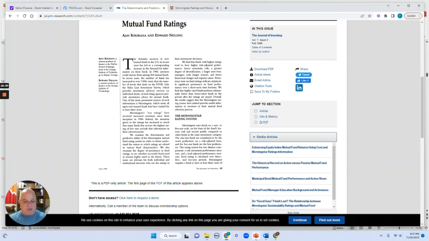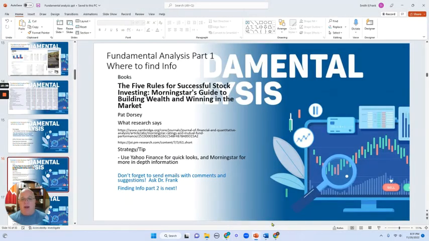So anyway, closing up here, the strategy or tip I would use on these two: I would use Yahoo for quick looks at things out there. And when I wanted Morningstar, I would use it for more in-depth information.